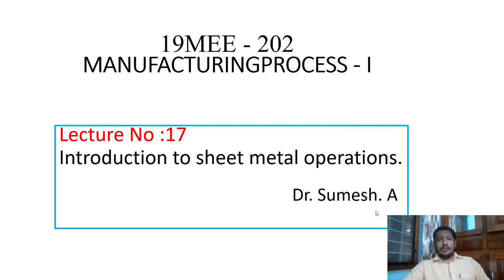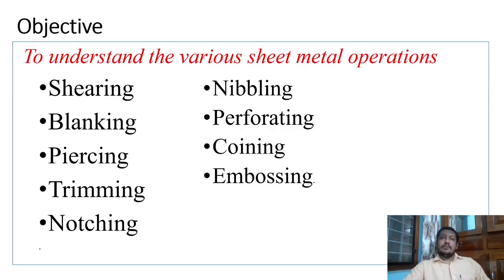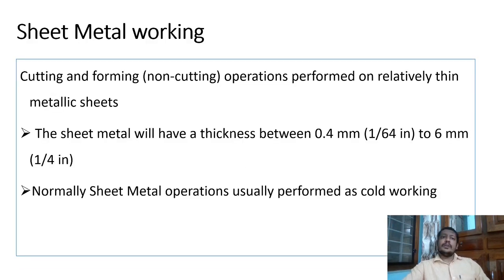Good morning, all. Welcome to lecture number 17, Introduction to Sheet Metal Operations. The objective of this class is to understand the various sheet metal operations. So you will come across terminologies like shearing, blanking, piercing, trimming, notching, nibbling, perforating, coining, and embossing in the coming slides. So first we will see what sheet metal working is.